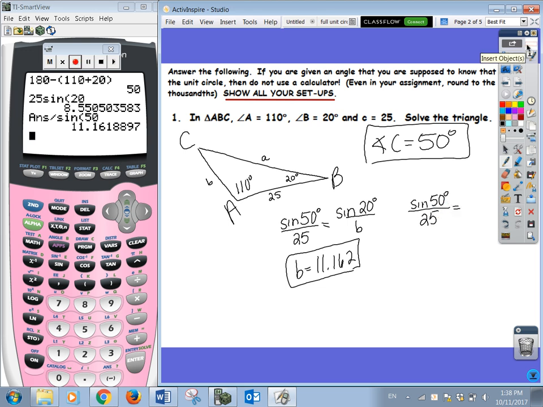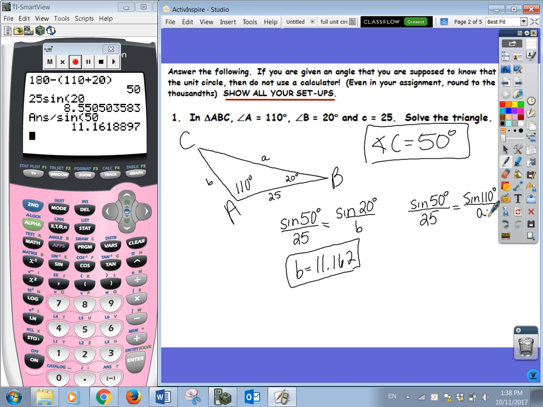And then we would say we're going to solve for a, so sine of 110 over a. Now, some of you might think, you just told me law of sines won't give you an obtuse angle. And that's true. I'm not looking for an angle. I'm looking for a side.